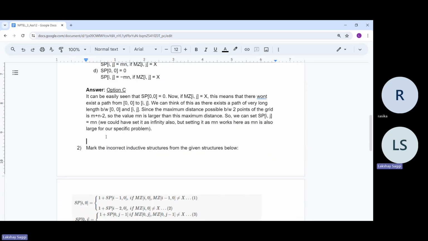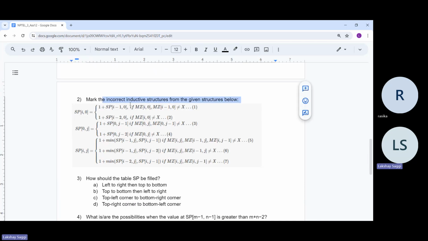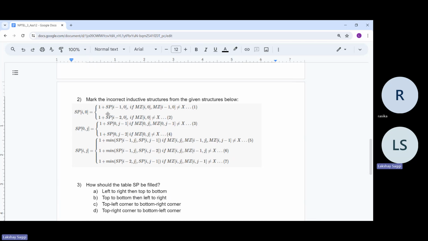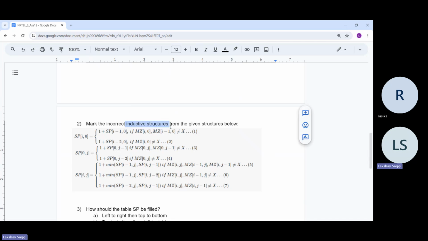And now the second problem, maybe I should just shift it. So the second question just gives us some inductive structures for this problem. Like what will be the values for the table SP[i][0], SP[0][j], SP[i][j]. And now we have to mark the incorrect inductive structures from the structures given. Effectively, we are trying to do dynamic programming. So we first need to find out the inductive structure in the problem. In the first question, we identified the base cases. And after the base cases, we'll need to find out the inductive structures.